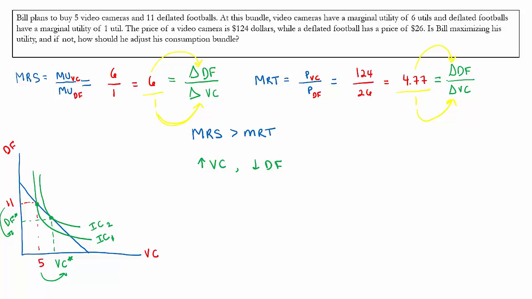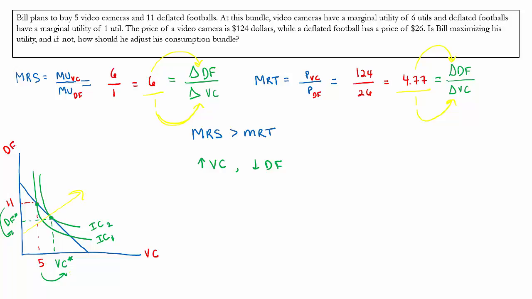So the rate at which Bill values video cameras is more than how the market values video cameras. Bill says, I'm willing to give up 6 deflated footballs to get one video camera. And the market says, well, you only have to give up 4.77. So there's a chance for Bill to arbitrage here and be better off. And that's exactly what's happening.